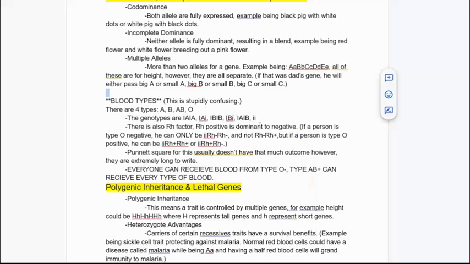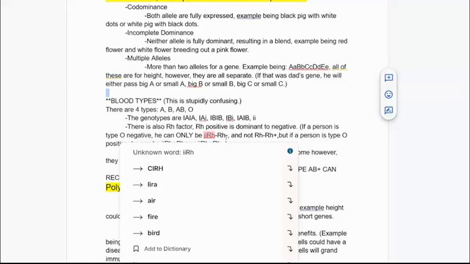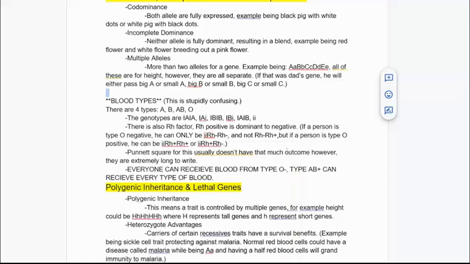So there's also an Rh factor, and Rh positive is dominant to negative. So if a person is type O negative, they can only be ii, Rh minus Rh minus. So when you really memorize this, just remember this: everyone can receive blood from type O minus, and nobody except for O minus can give blood to O minus. And then type AB can take every single type of blood. Remember that type AB minus cannot actually take blood from type AB plus, which is unfortunate.